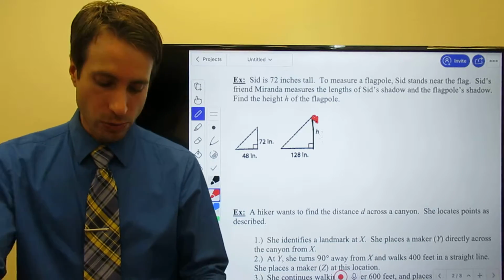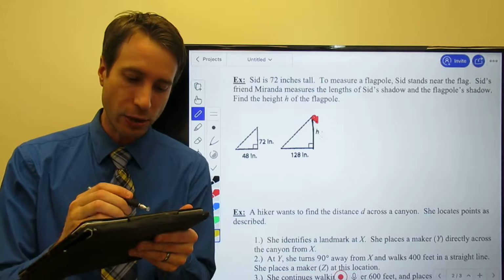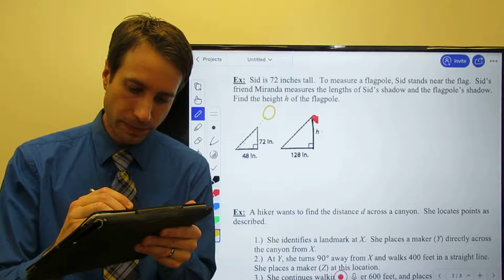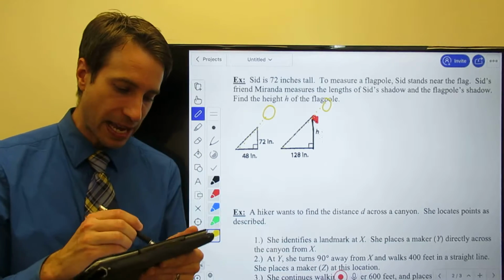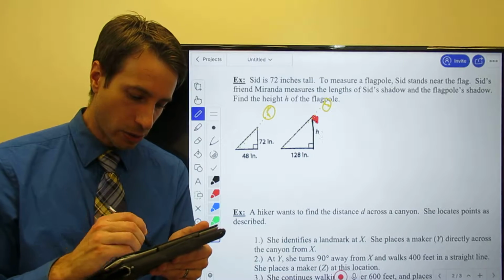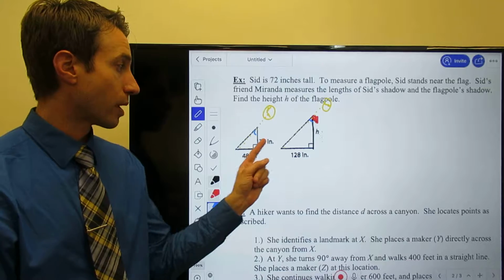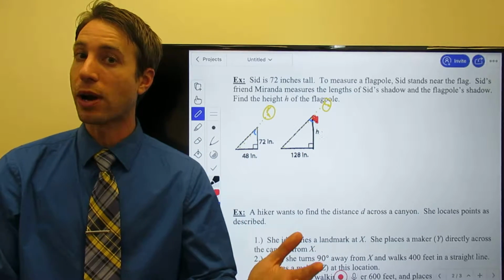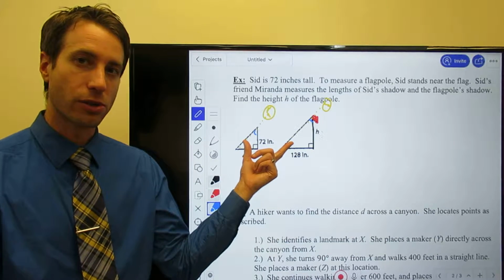Sid already knows, thanks to what we just talked about, the angle-angle triangle similarity. Because of the way the sun works, taking these measurements at the same time of day, Sid knows that these top angles up here are the same. Sid also knows they're right angles because he took the measurements on level ground. So the angle-angle triangle similarity theorem tells Sid these triangles are similar.